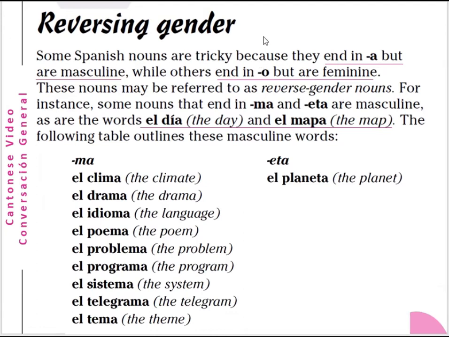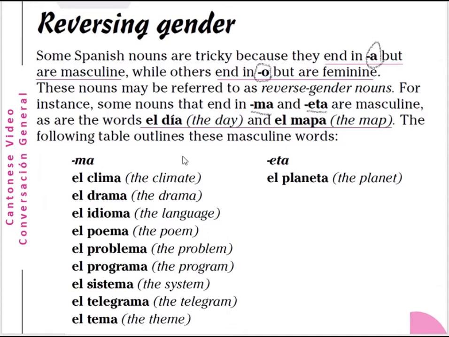Some of the genders in Spanish nouns, we call reversing gender. Some Spanish nouns are tricky because they end in an A. Generally, ending in A is feminine, but some words ending in A are masculine, while others ending in O are generally masculine, but some are feminine. These are called reverse gender nouns. For instance, some nouns that end in MA and ETA are masculine, as are the words el día, the day, and el mapa, the map.